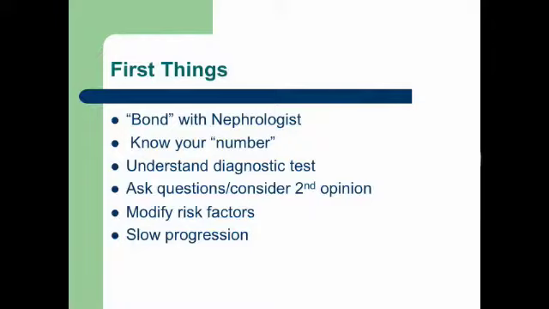Fifth, modify risk factors. Any of the risk factors that we can modify to slow down progression, and also to prevent one of the major complications of kidney disease, cardiovascular disease, is most important. I'm going to talk some more about this a little later. And then, as I said before, we want to slow the progression of this disease, if not stop it. So what are the modifiable risk factors?